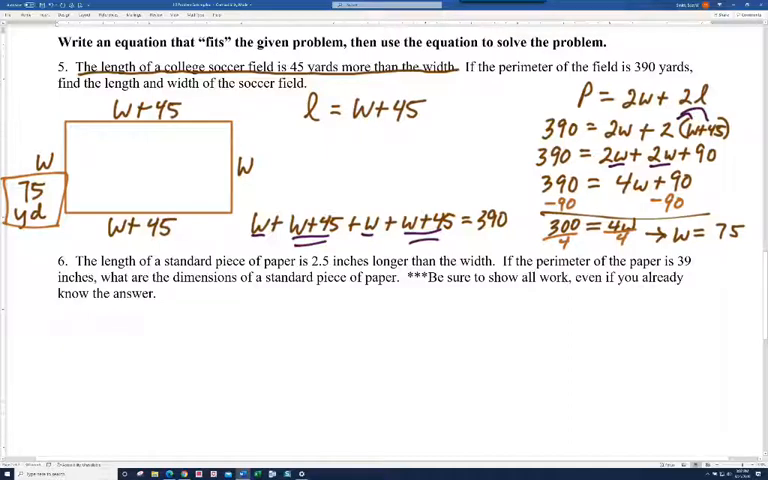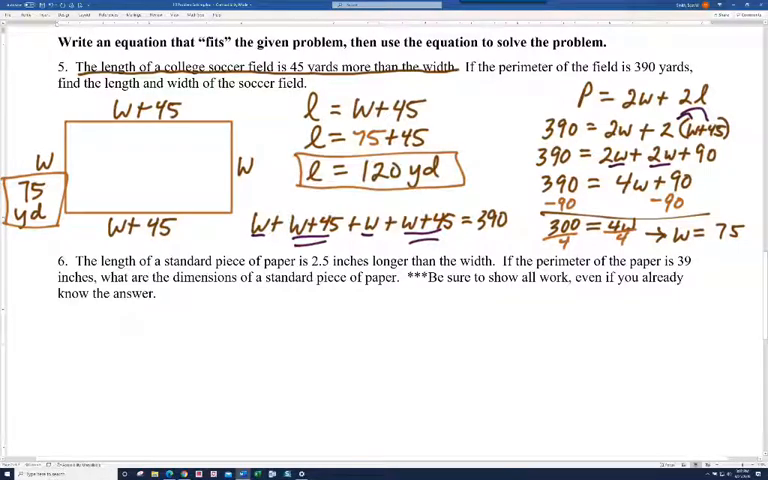And to find the length, we just need to plug in 75 for W here. And we get 75 plus 45, which is 120, and so our length is 120 yards.